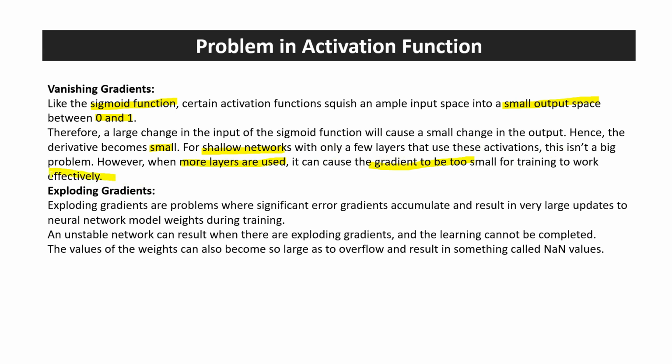So that's why the vanishing gradient problem is still happening in the case of the sigmoid activation function as well as the Tanh, because the range is between 0 to 1. Then we have the exploding gradient problem.